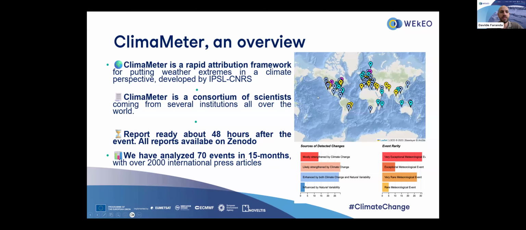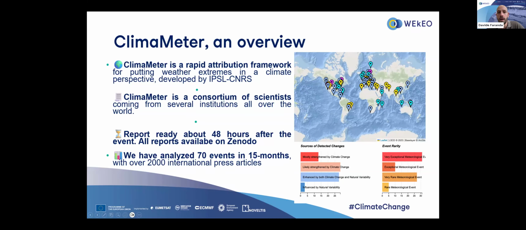So for this presentation, I start from the results. You can see here a map of the events that we have covered so far. We have a global coverage, although we would like to strengthen our coverage in the global south. And you can see different colors that correspond to the different kinds of events that we cover in Climameter.